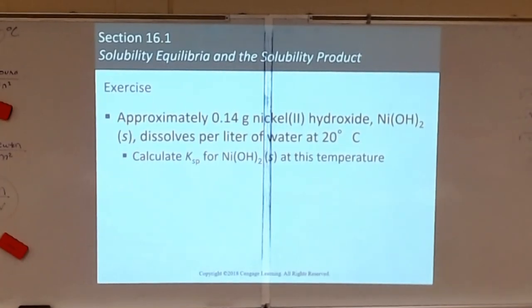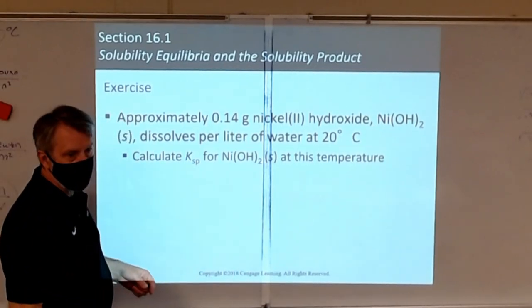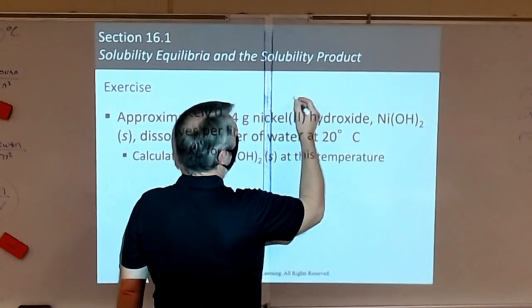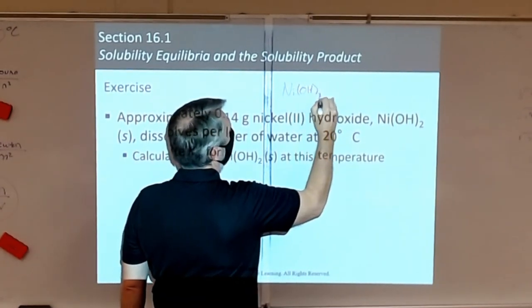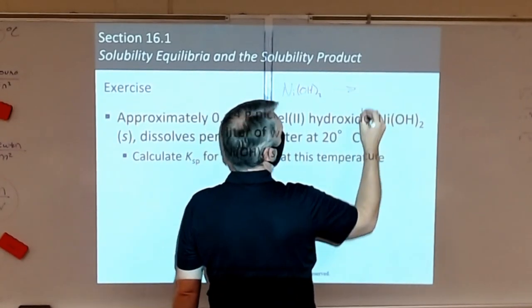All right, let's talk about what we had to do here. So first of all, we need to write the what? Yeah, let's write the formula. And the formula for nickel 2 hydroxide would be, and then what are we going to do? Okay, and that's going to leave me what?